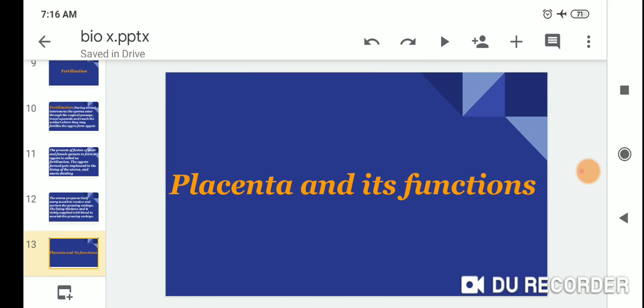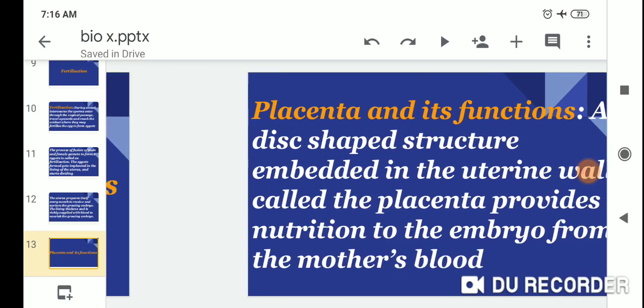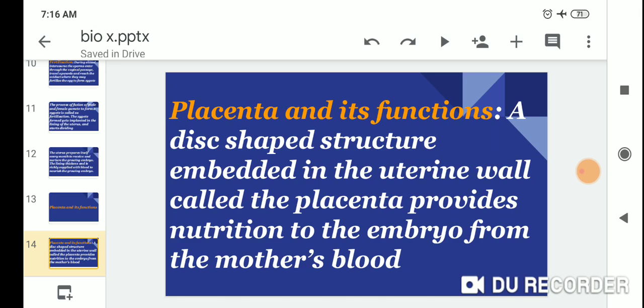Now let me start with the placenta and its functions. The placenta is a disc-shaped structure embedded in the uterine wall. It provides nutrition to the embryo from the mother's blood.